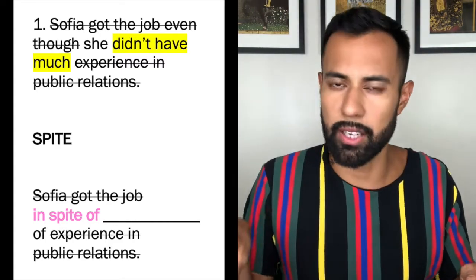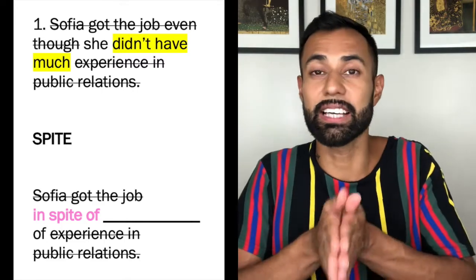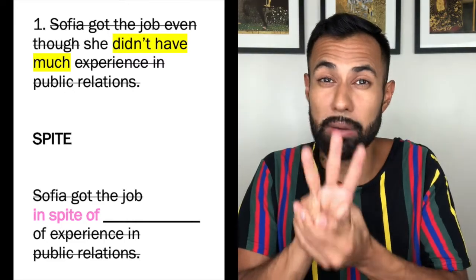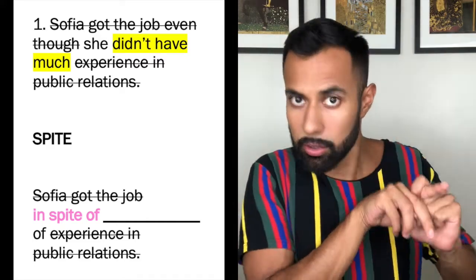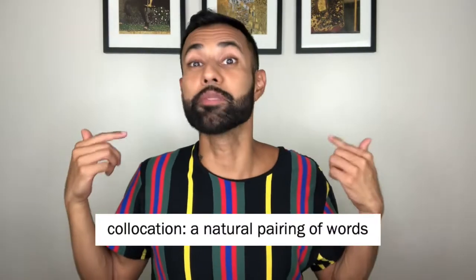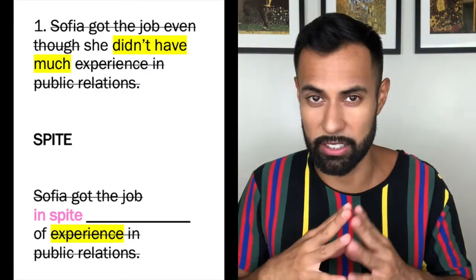Okay, checking back with what we have. After all of this logic, we know we need that 3-word conjunction in spite of. This takes the place of even though in the original. The second part of this transformation is testing a collocation, or a natural word pairing. So what negative word matches with experience?